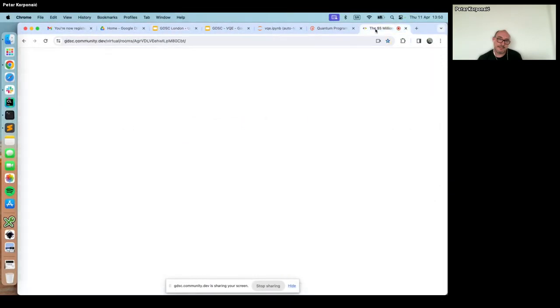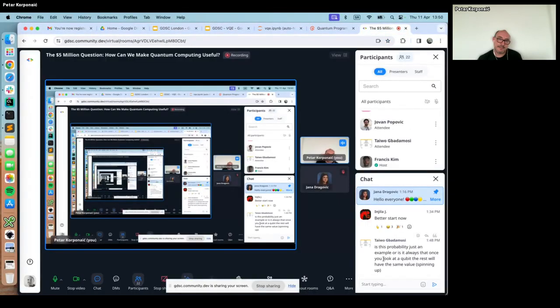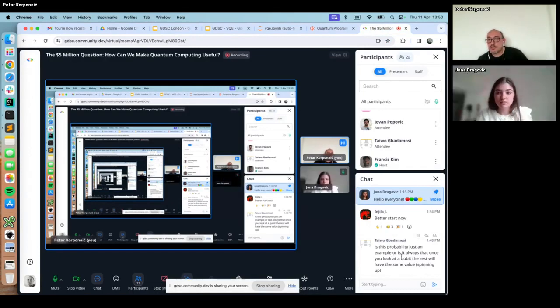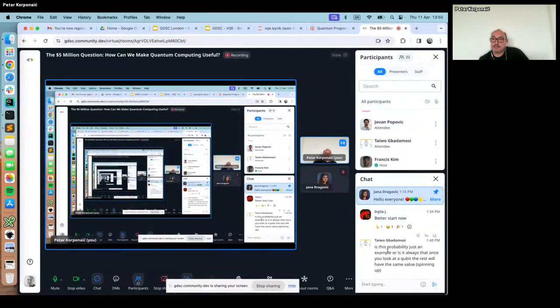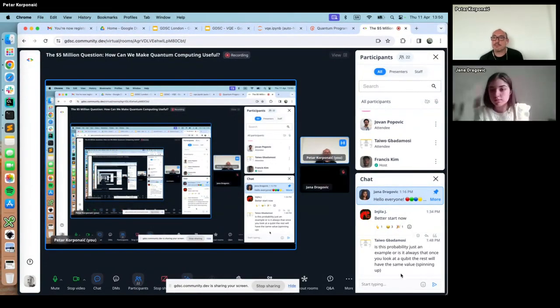Let me see if there are some messages here. Okay, so this is a good question. Yes, this is just an example. So this is not always. Some member says, is this probability just an example, or is it always that once you look at the qubit, the rest will have the same value spinning up? No, no, this is just an example.